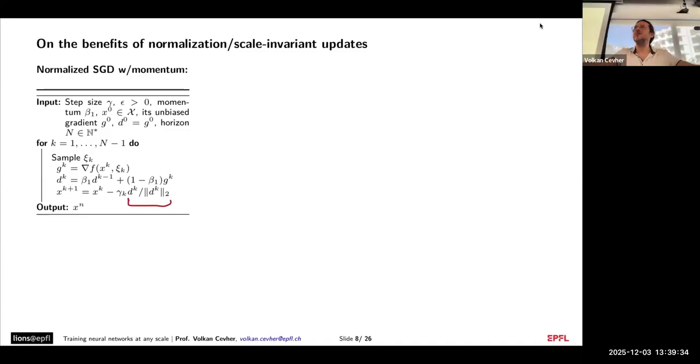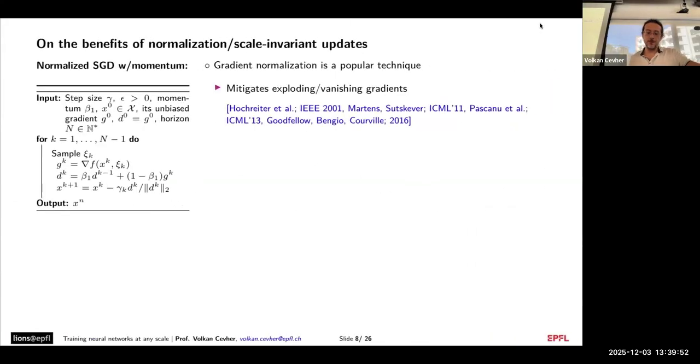Anybody heard of the normalized SGD? Practitioners love this, or used to love this. For example, here's the simple version. You use your momentum estimator for the dual feedback. You normalize, continue, right? Practitioners love this because it mitigates exploding and vanishing gradients.